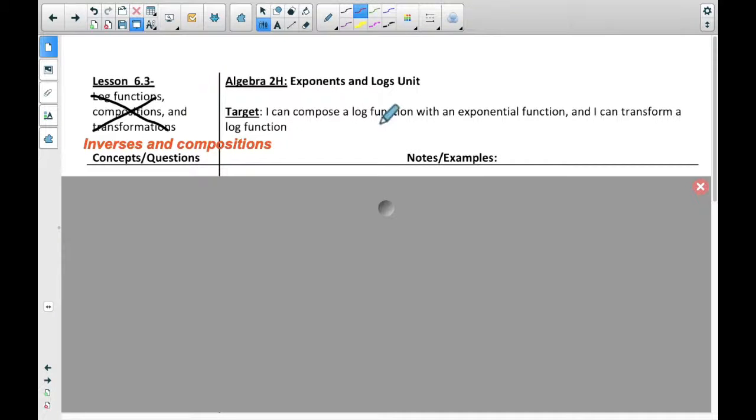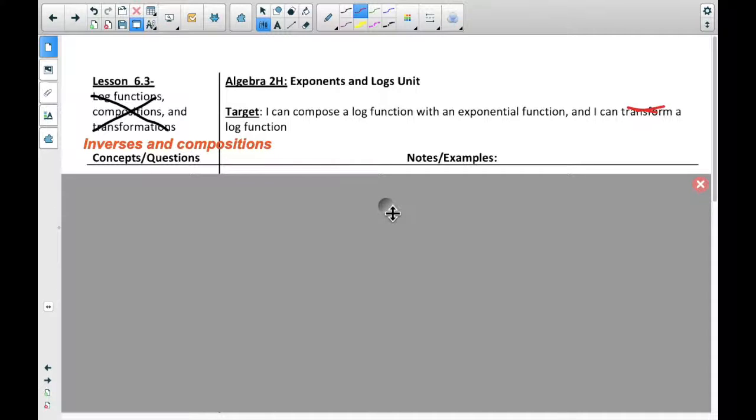Hi guys, today's lesson is on inverses and compositions. What I had written up here originally is kind of related, but we ended up changing things because of the way our book is organized. So it's really just about inverses and compositions today. That's our goal for today: to do some compositions and then transformations. That's what we were doing the other day with our graphs.